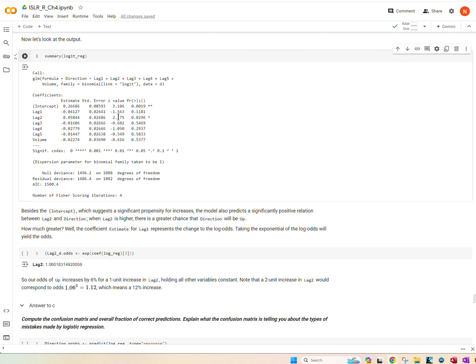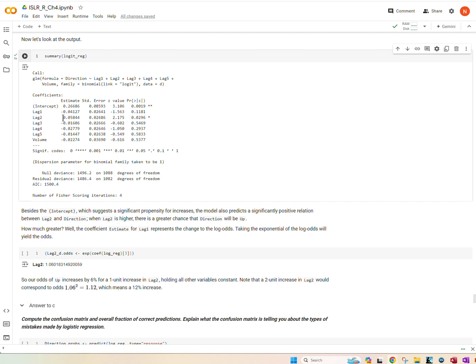The other observation here, of course, is that lag 2 is the only significant predictor. The intercept isn't really a predictor, and it's also positive. So the way to read this is that the log odds of the market going up versus going down is affected by lag 2, such that a 1 unit increase in lag 2 causes an increase in the log odds of this value right here, 0.05844. That's interesting, but it's hard to think in terms of log odds.